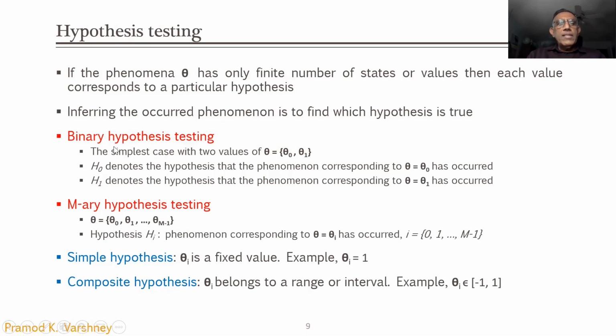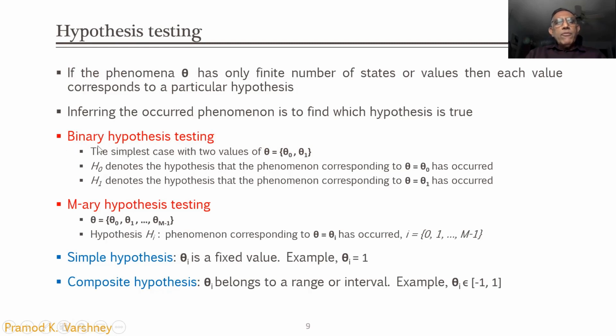So here, the first thing that I'm talking about is a binary hypothesis testing problem. So you're trying to figure out a yes or no type of question. Theta takes values theta sub 0 and theta sub 1. So which one of these is true? And here, H sub 0 denotes the hypothesis that theta equal to theta 0 is true, and H sub 1 denotes the hypothesis that theta equal to theta 1 has occurred. So these could be presence or absence, yes or no, etc.